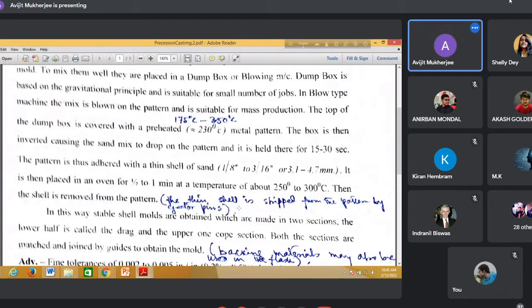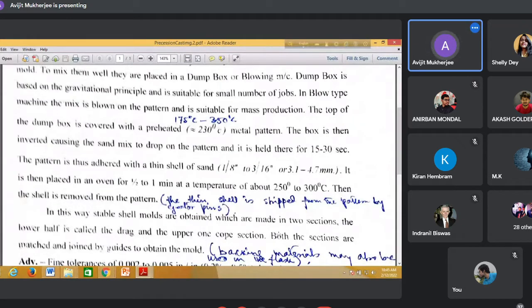But as soon as this half shell is produced, prepare another portion of the shell, and then again align those two shells using guide pins like a cope and drag section. Backing material may also be used in some cases. Backup sand, you know what is backup sand. If needed, backing material may have to be used. And then pour the actual metal inside this. And after final solidification, finally break this shell. So from metal pattern, we are actually preparing a shell using some molding material.